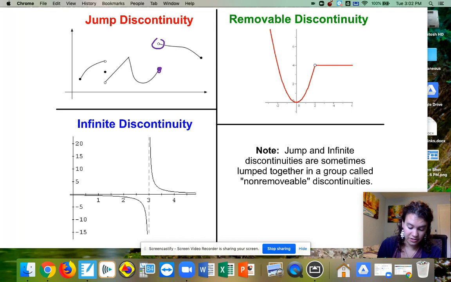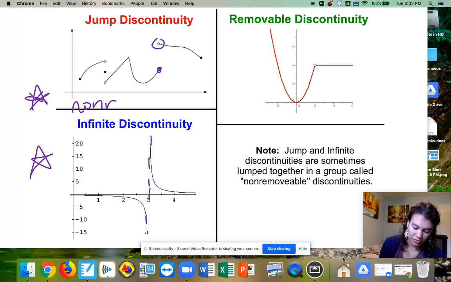An infinite discontinuity is your asymptotes. And a note here, these 2 are sometimes called your non-removable discontinuities.